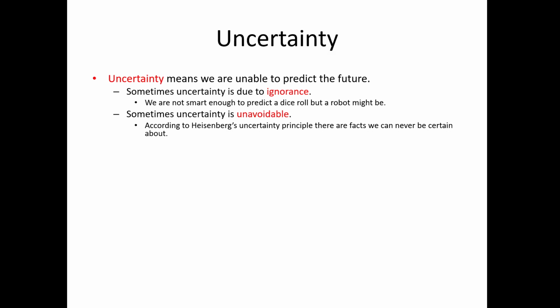Now there are other events where it's possible that uncertainty is completely unavoidable. One area, at least in modern physics, that we think this is true is in quantum mechanics or in quantum physics, where Heisenberg's uncertainty principle states that there are certain facts about very small things, electrons, photons, and so on, that we will always and forever be uncertain about, always have a little bit of puzzle to the nature.